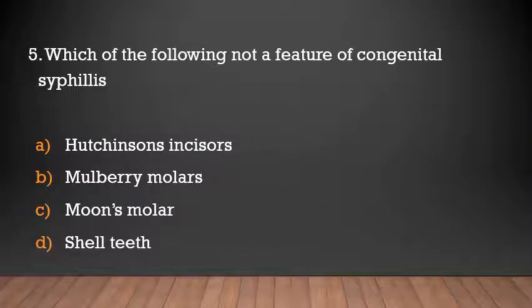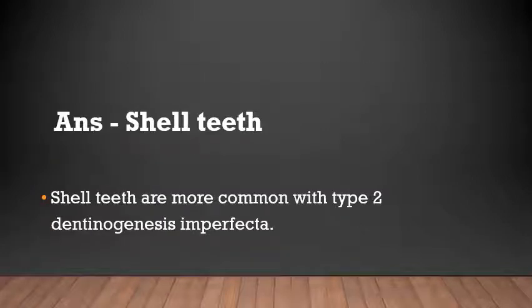Which of the following is not a feature of congenital syphilis? Hutchinson incisors, mulberry molars, Mons molar, shell teeth. Shell teeth. Shell teeth are common with type 2 dentinogenesis imperfecta.